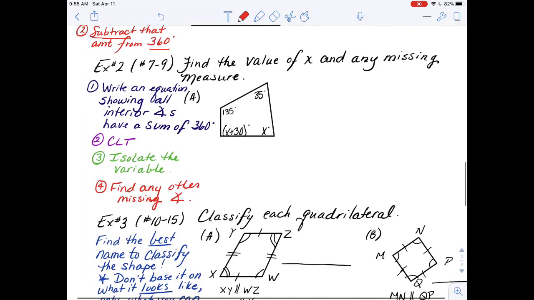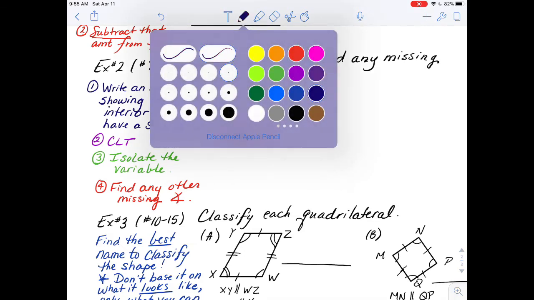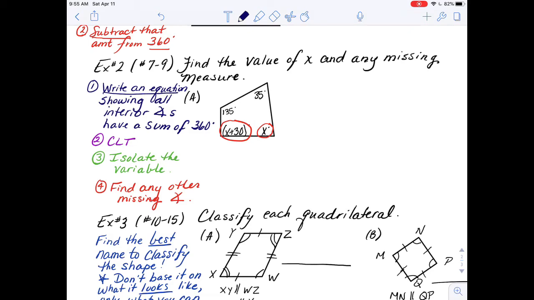Now I can make it a little harder. This time I'm giving you a quadrilateral. I'm not giving you 1 missing angle. I'm giving you 2. And the fact is, they're not even the same. So if they're not the same, I'm going to write an equation showing that when I add them all up, it's going to be 360. So let's take all 4 angles, 135 plus 35 plus x plus that x plus 30. When I add them up, I have to have 360.